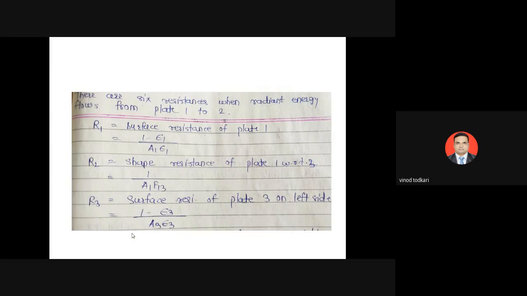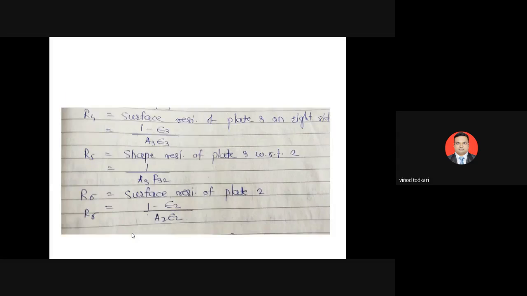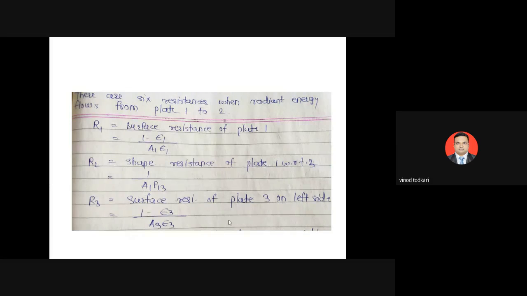So according to electrical analogy, what equation can I write? I can write the equation Q is equal to driving potential upon resistance. So I can write the equation QR is equal to sigma into bracket T1 raised to 4 minus T2 raised to 4 divided by R1 plus R2 plus R3 plus R4 plus R5 plus R6. Now what is R1? Surface resistance of plate 1. So it is 1 minus emissivity of first surface. We have seen that the formula for surface resistance is 1 minus emissivity upon area into emissivity.